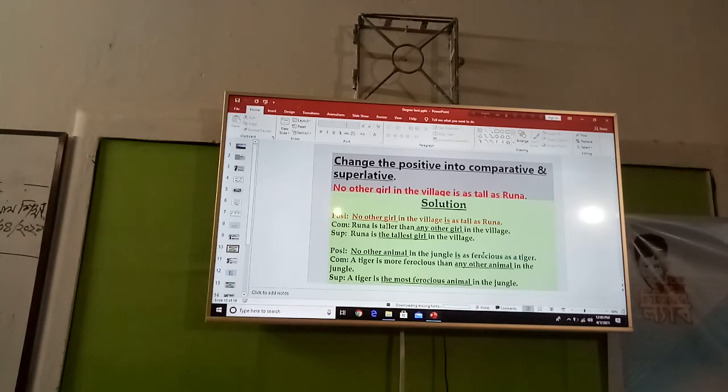And in the positive sentence, no other animal in the jungle is as ferocious as a tiger. That means in the positive sentence you have to use the phrase no other. Then the last part of the comparative form, that means animal in the jungle, then the verb is, then the positive form, as ferocious as, then the subject of the comparative sentence at the last part of the positive one, as a tiger. Now go to the next one.